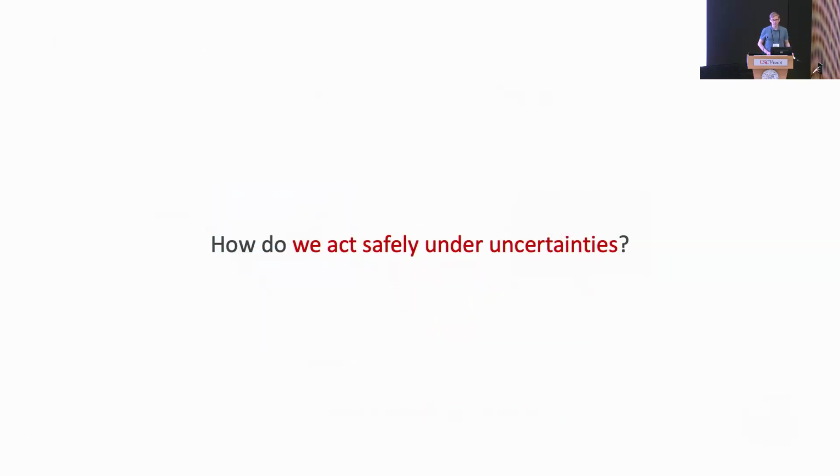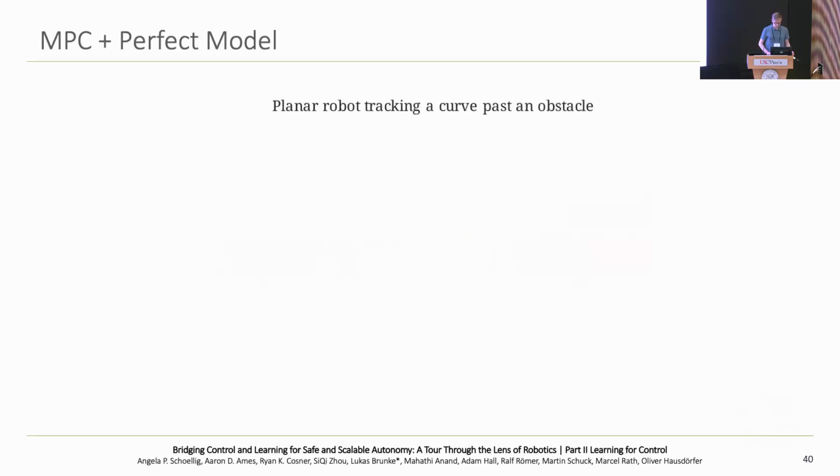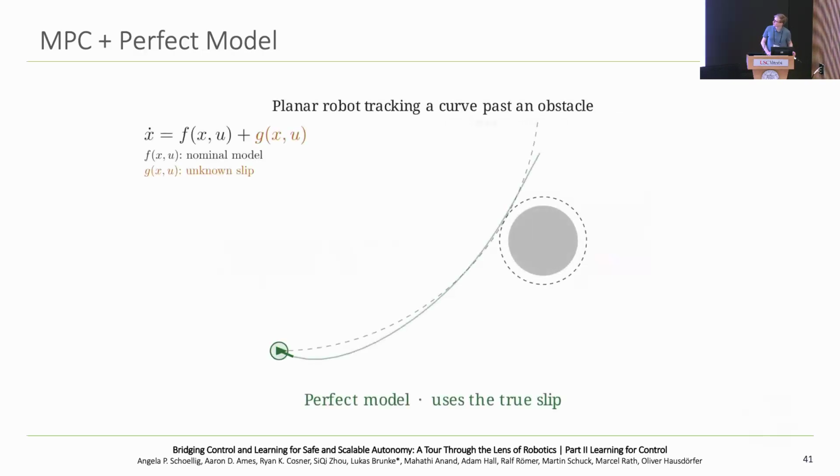So the first question I want to investigate is how can we act safely under uncertainties? I want to start with an MPC example where we have a perfect model. The dashed line here is the reference that we're trying to track, and in gray, we have this obstacle that we want to avoid. If we know the model perfectly, which is just a unicycle model plus some slip model, we can account for this slip, and we can just drive by the obstacle and track perfectly.